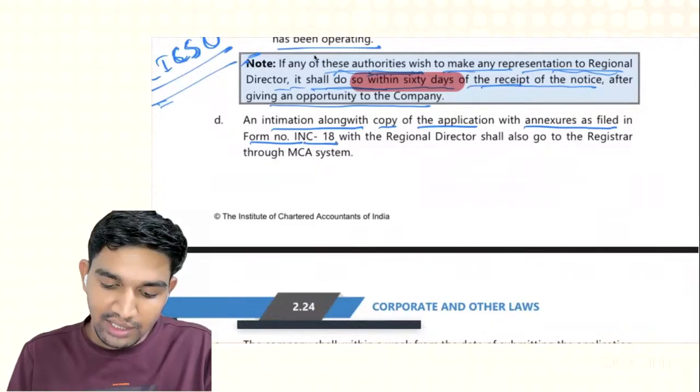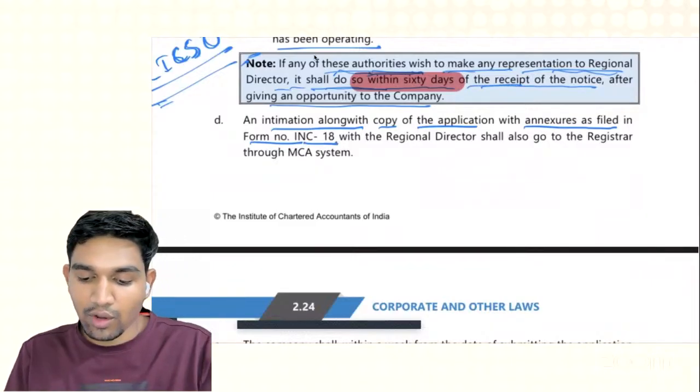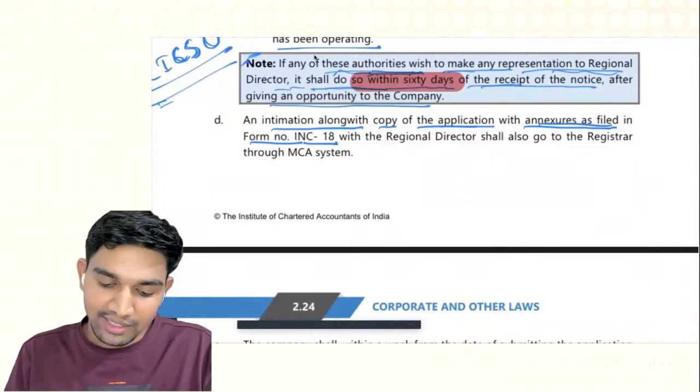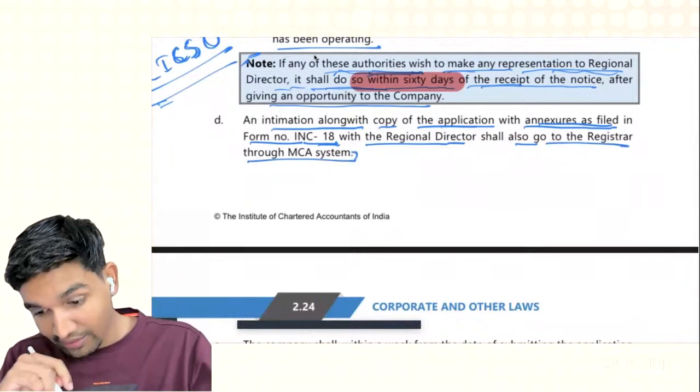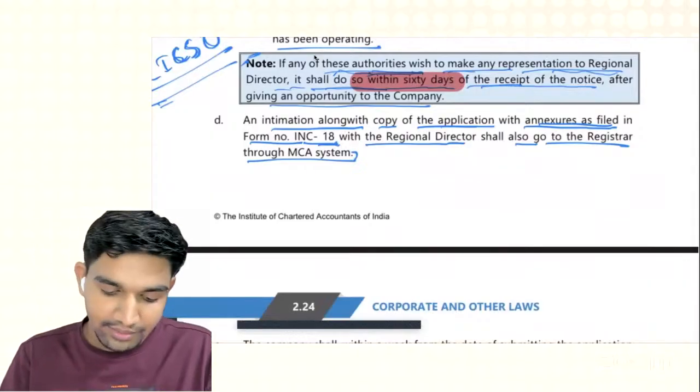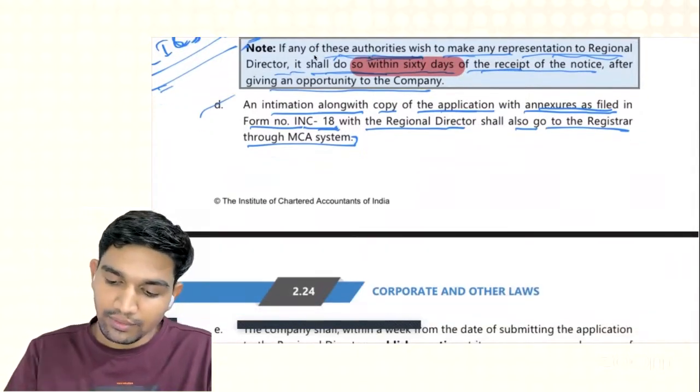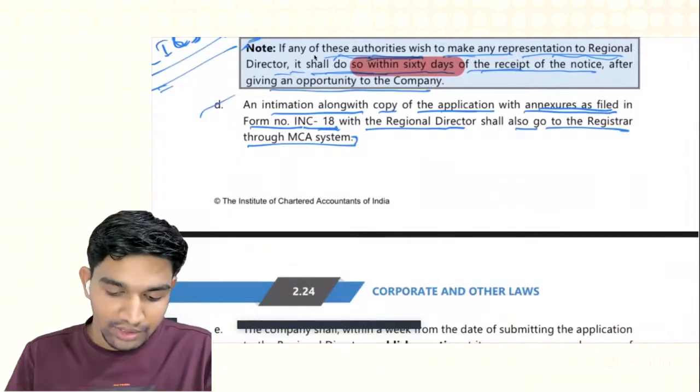Now, an intimation along with a copy of the application with annexure as filed in form number INC 18 with the regional director shall also go to the registrar through the MCA system. So it goes through the MCA system, so don't worry. Automatically it will go to the registrar through the MCA system.